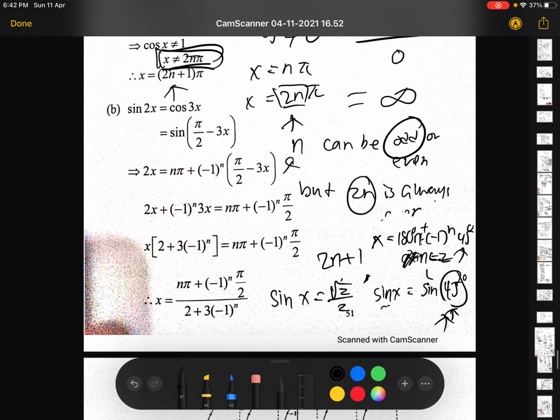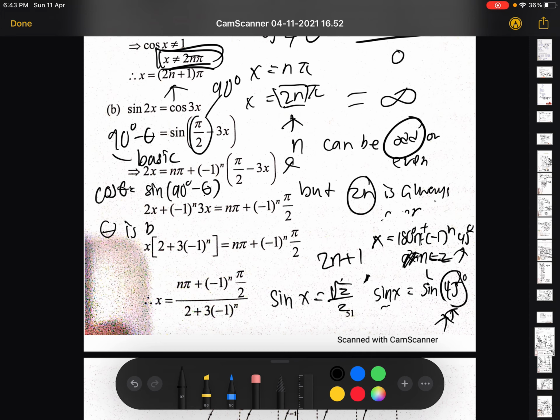So same thing here. Pi over 2 is going to be 90 degrees. So 90 degrees minus theta, this is an angle that is basic. The reason why is because if cos theta is equal to sin (90 minus theta), we are assuming that theta here is basic. So we only do this if it is in quadrant 1, right? If it's in quadrant 1, then the angle is definitely basic.